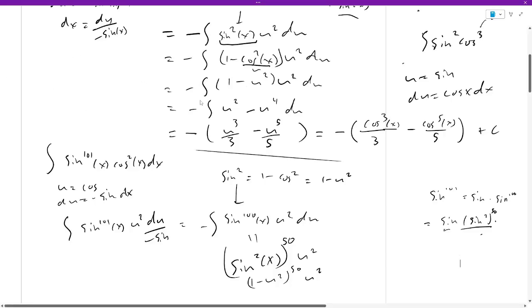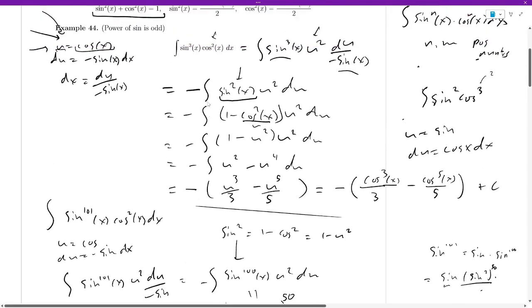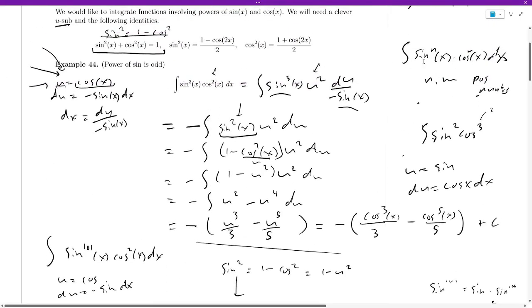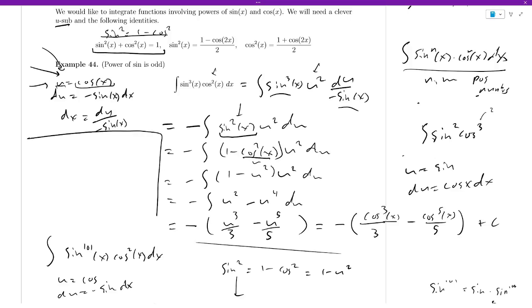Okay, so that strategy works for any integral of this form: sine to the something, cosine to the something. It's not really different whether sine or cosine is the one with the odd power. You just have to figure out which one is the one with the odd power and use the other one as your u. By the way, it might be slightly instructive just to see what happens if you pick the other one. So let's look at this integral again.